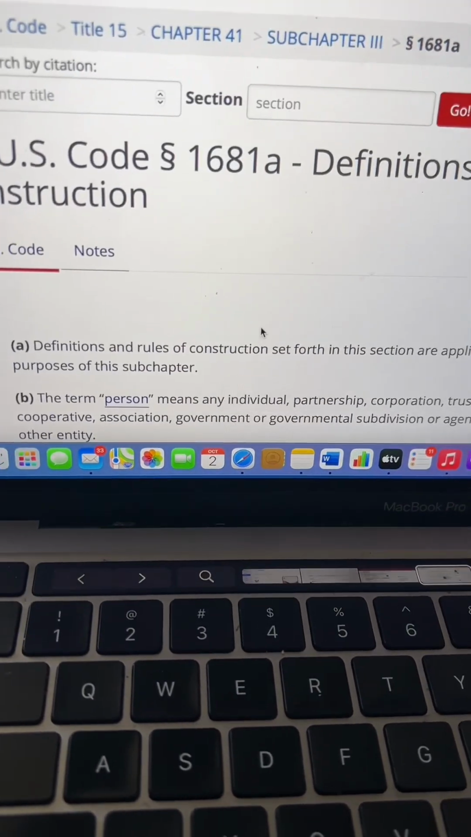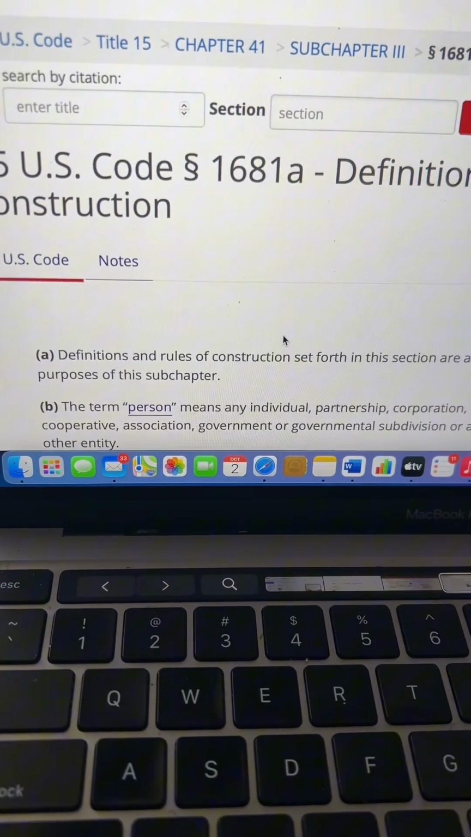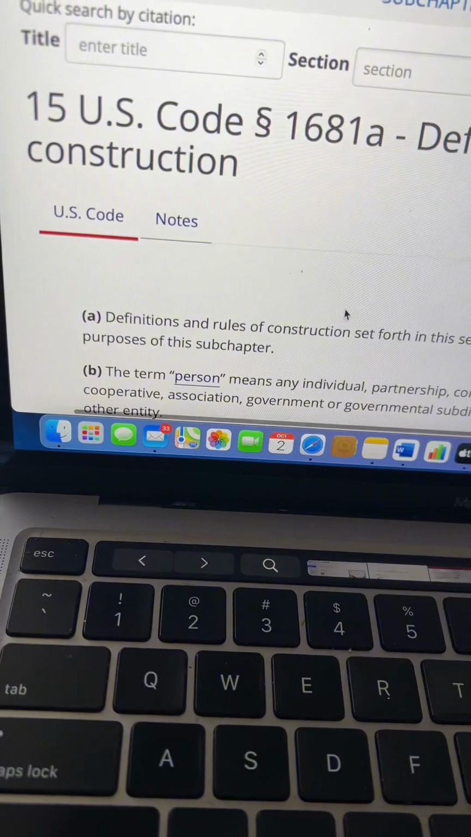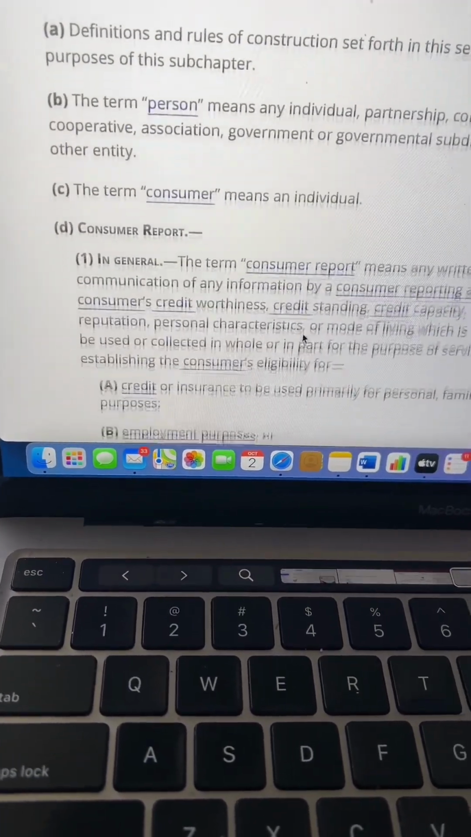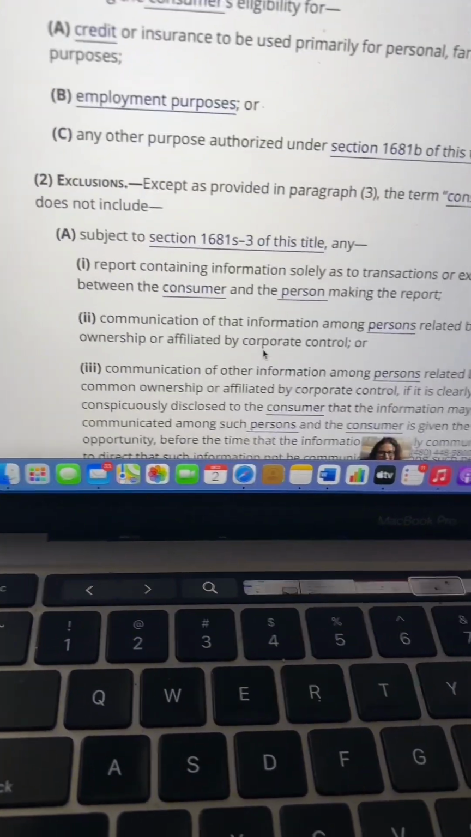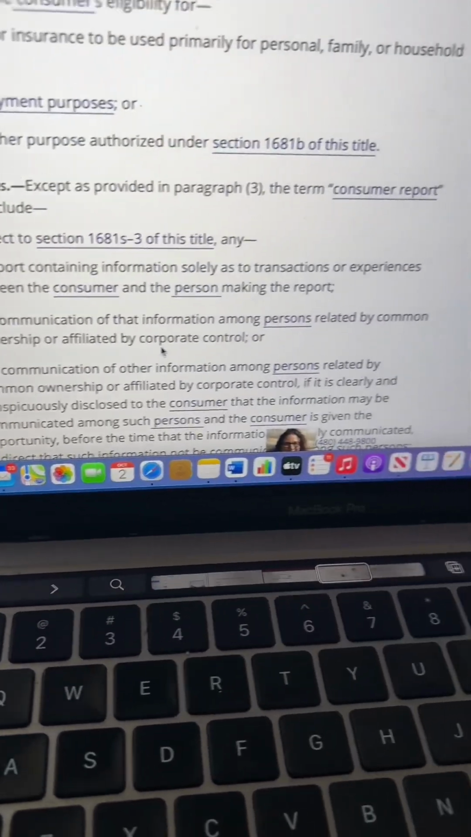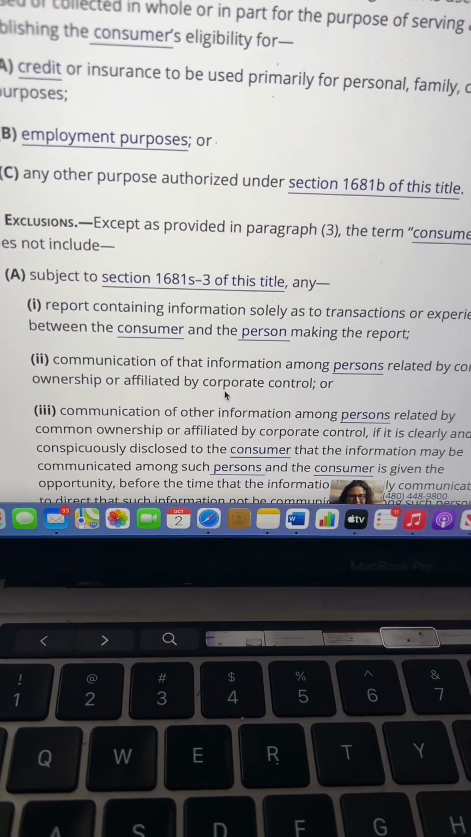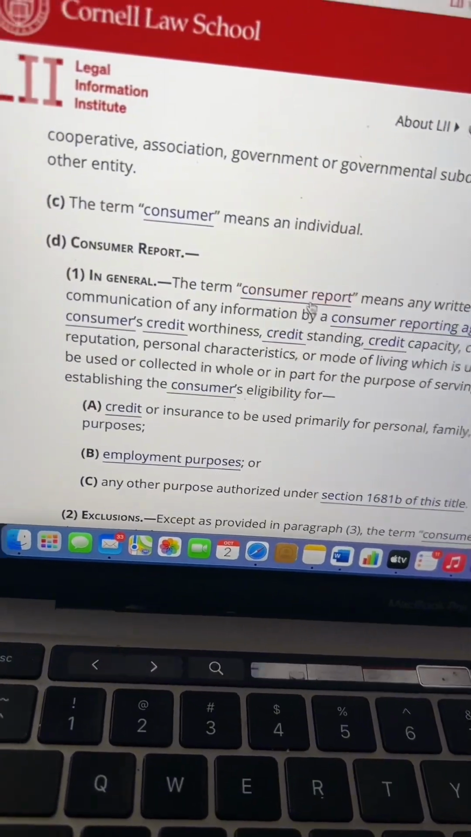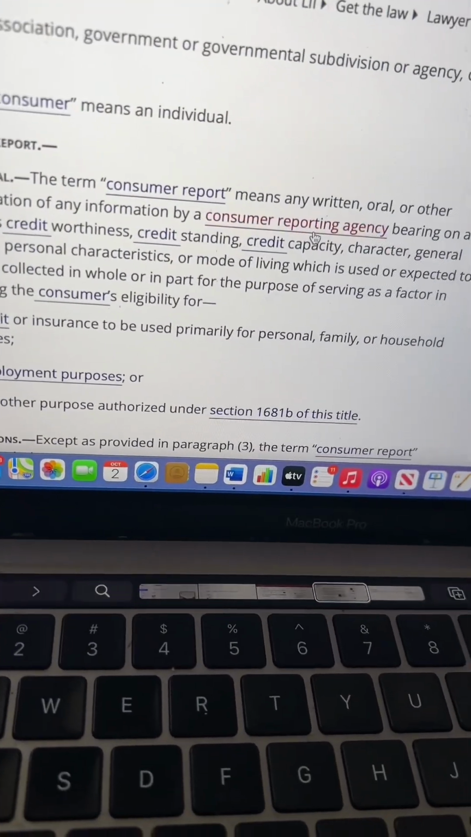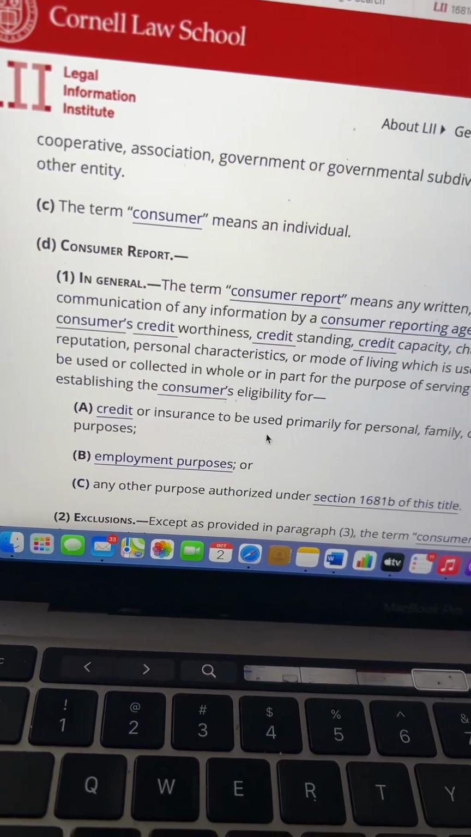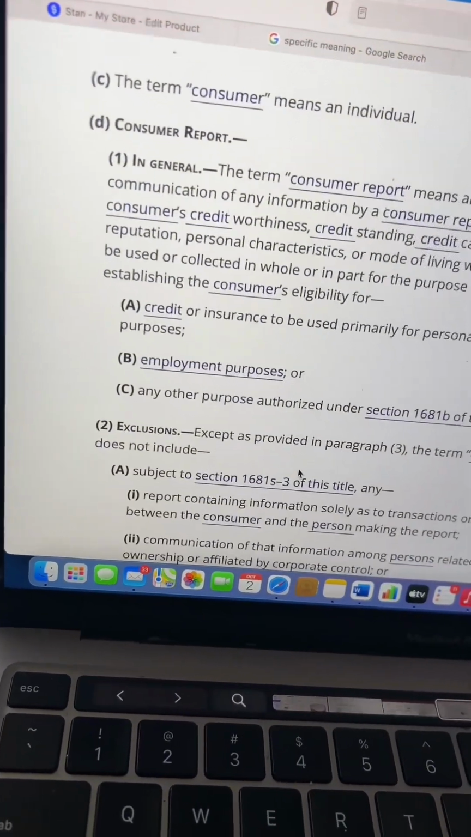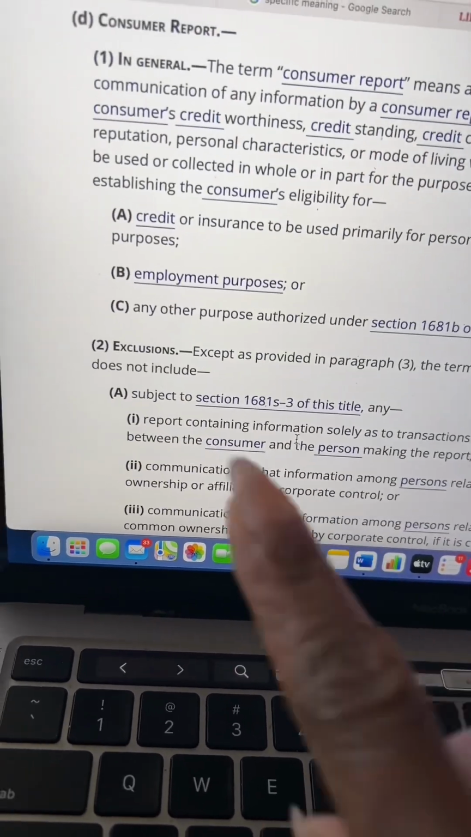So we're going to go to 15 USC 1681a, definitions, rules of construction. We're going to go down to exclusions. In this section, it tells you about definitions. It's very important to understand what words mean, y'all, like consumer report, consumer reporting agencies, credit. Once you understand what words really mean, it makes it that much easier to remove things off your consumer report. But we're going to stay on track.